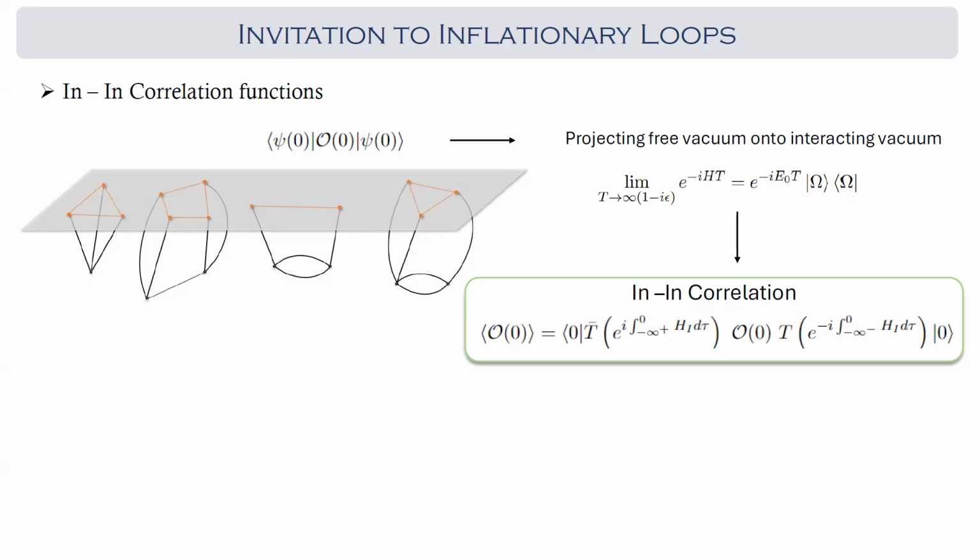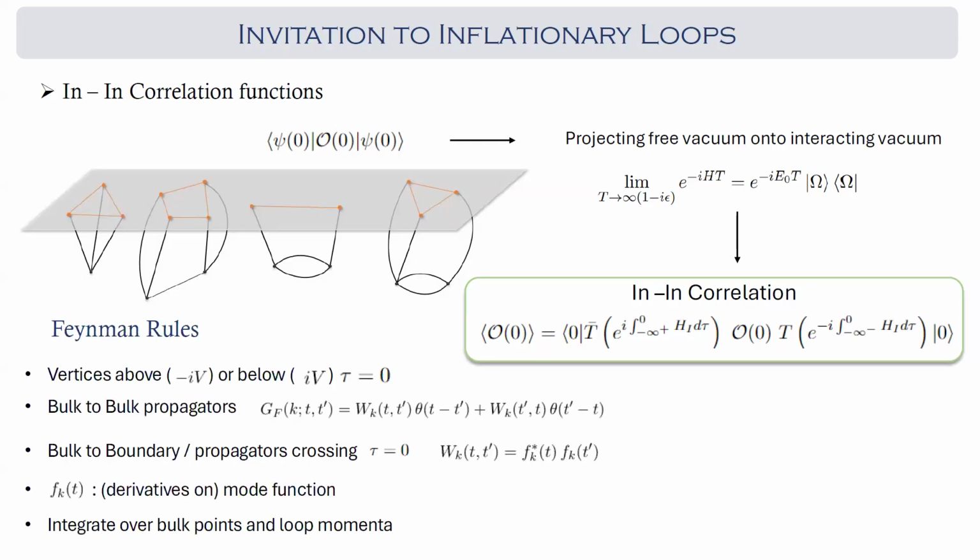Now to compute this, one can instead follow Feynman rules, where you can compute diagrams like these, where you can have vertices either above or below the tau goes to 0 surface or line, depending on whether these vertices, these interactions, are coming from the time ordered or the anti-time ordered part of the in-in correlation.